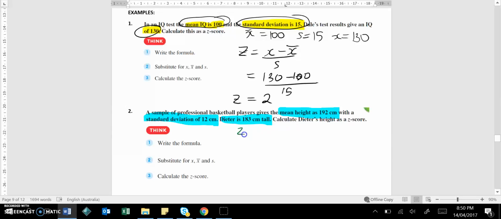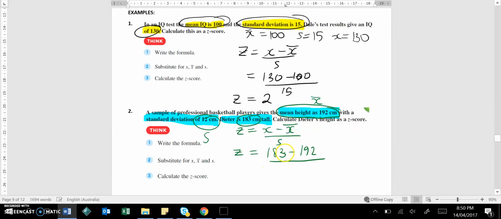Again, let's write out our rule. Remember, the more times you write out the rule, the less times you'll need to find it on that formula sheet of yours, which means you're going to save lots of time. In this case, the mean height is 192, the standard deviation is 12, and this is your x value. So I'm subbing in 183 minus the mean height over the standard deviation of 12. And when I type that in my calculator, I get negative 0.75.